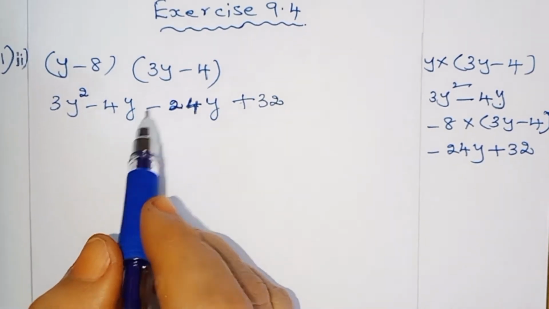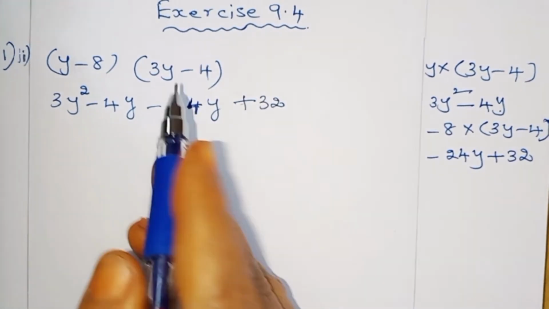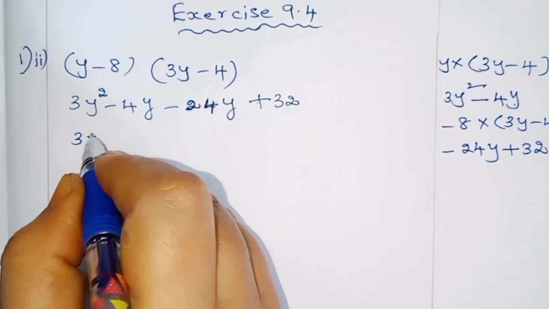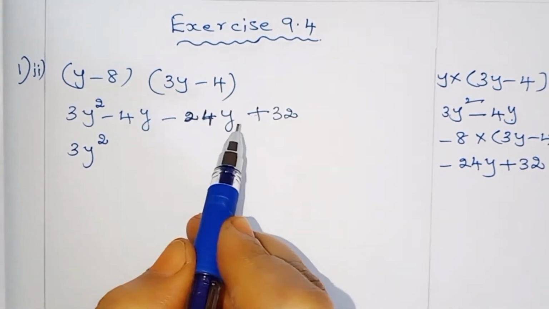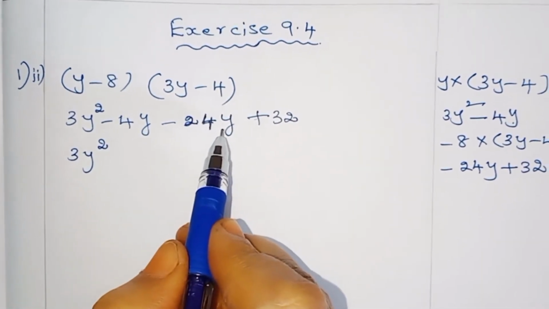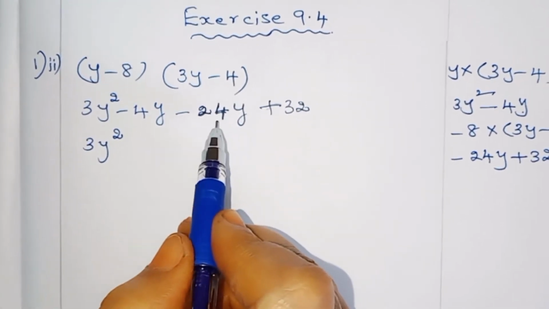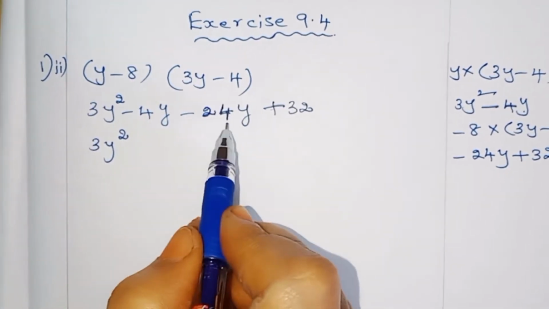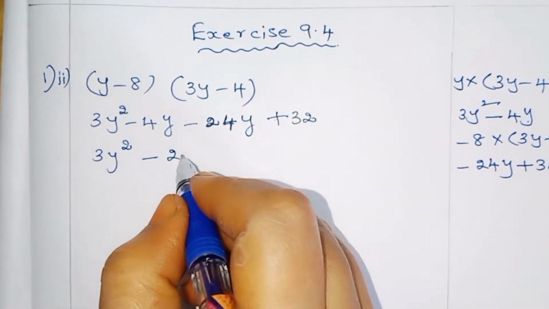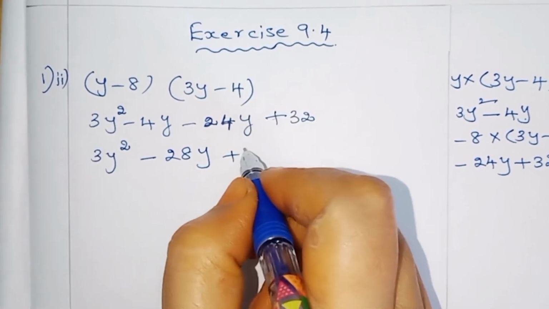Now after the multiplication we have to simplify. So what do we have to do? We have to add and subtract the like terms. So 3y square. Here these are like terms. Minus 4y minus 24y. Both are negative, so we add and the answer is also negative. So minus 4y minus 24y is minus 28y plus 32.